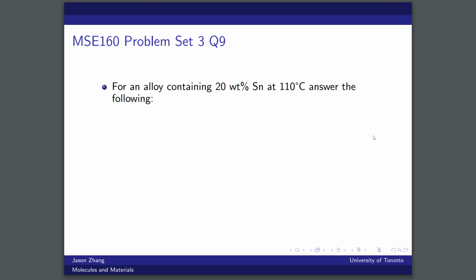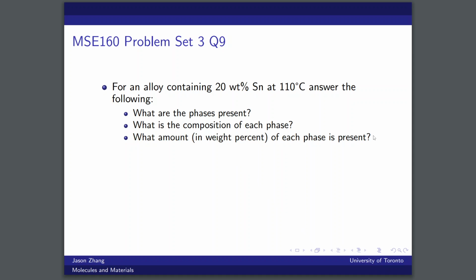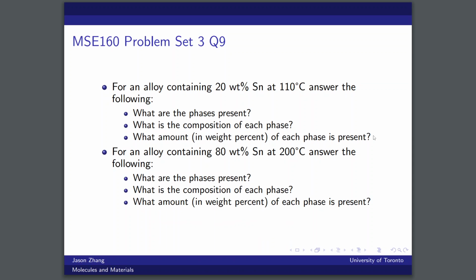So these are the questions that it's actually asking. For an alloy containing 20 weight percent tin at 110 degrees Celsius, answer the following. What are the phases present? What is the composition of each phase? And what amount in weight percent of each phase is present? And then for an alloy containing 80 weight percent tin at 200 degrees Celsius, answer the same questions pretty much.